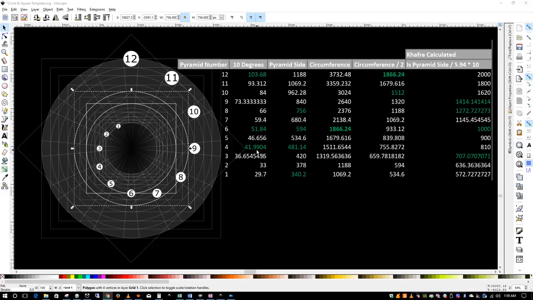And then 42 is 10 degrees of that. So this is 42, you multiply that times 36, and then you get 1512, which is twice the diameter of the side of the Great Pyramids. That's how that works.